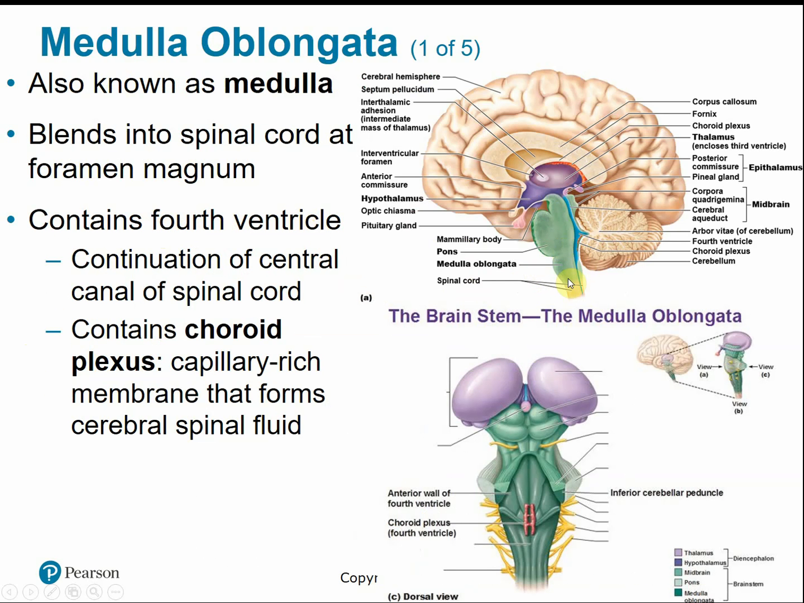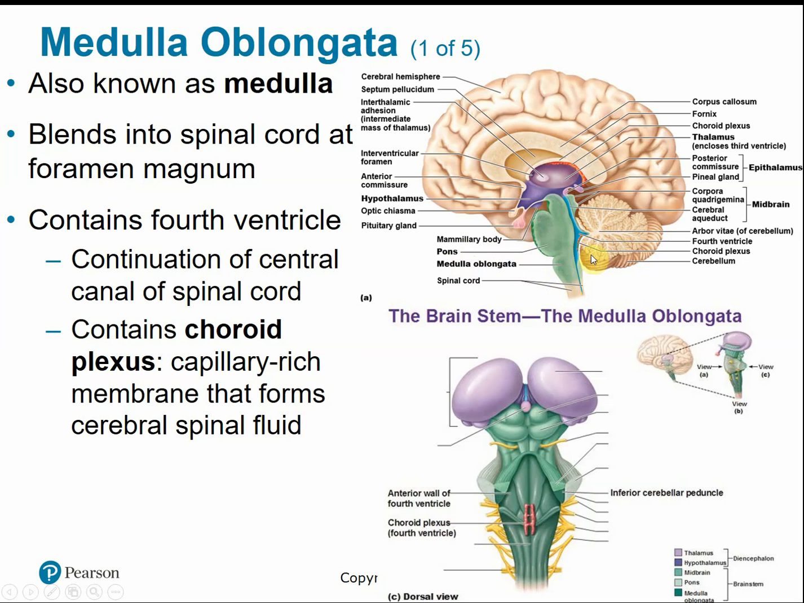The medulla oblongata, sometimes just called the medulla, is going to merge with the spinal cord at the foramen magnum. So where it leaves the skull and becomes the spinal cord. It's going to contain that fourth ventricle, that fluid-filled ventricle. It also contains the choroid plexus.